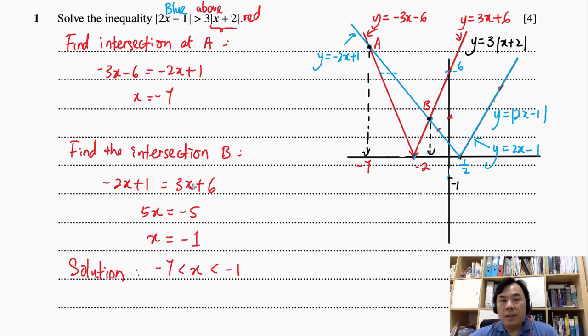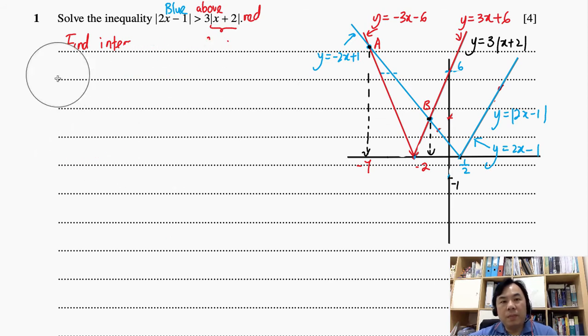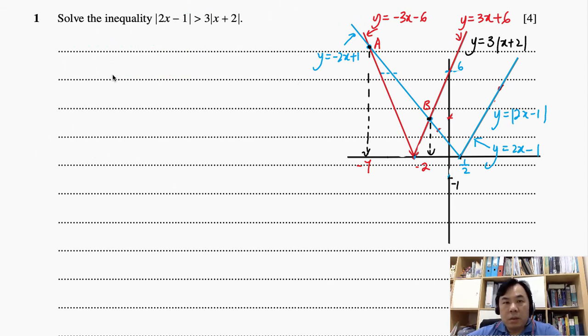Next, I'm going to show you the second method, how we can solve this without using visual. This might be some of your favorite, purely algebraic methods. To do this algebraically, we can square both sides. Now bear in mind, if you square both sides, you have to make sure that the condition of the inequality remains the same. So in this case, we're going to square both sides. We will have something like this.